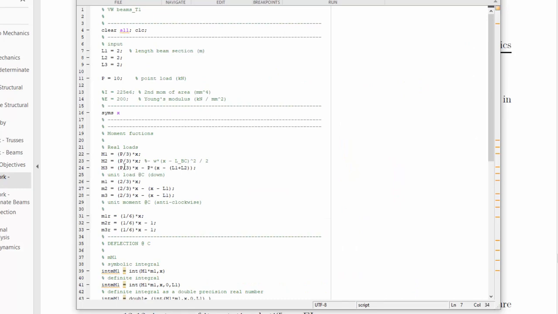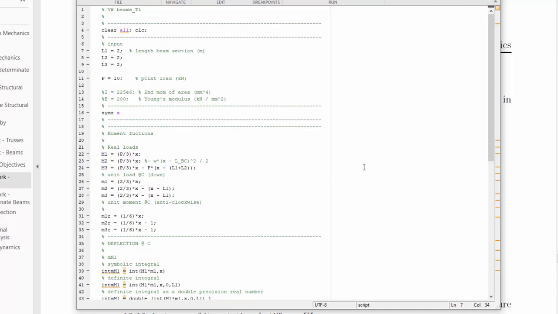M2 is still P upon 3 times X because the load hasn't started. And then M3 from 4 meters to 6 meters, P upon 3 times X minus P into X minus L1 plus L2, so that's 4 meters.